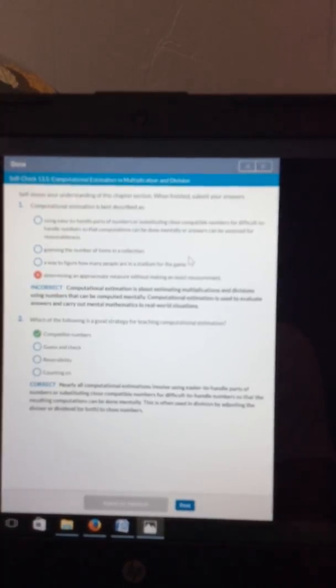So instead of trying to find the exact answer right away, it involved a lot of rounding in real-world situations where students were able to quickly compute that in their head and again assess the reasonableness of their answer. So that is what I learned this week in Math Methods 2.